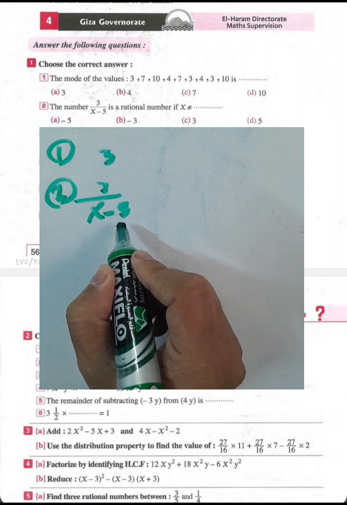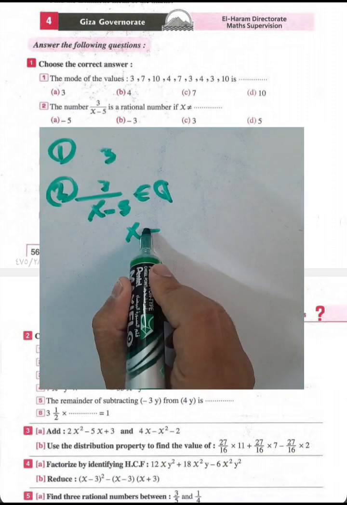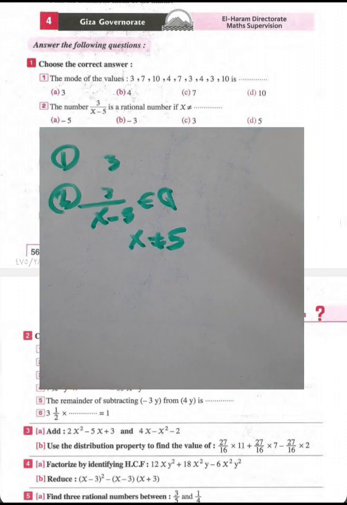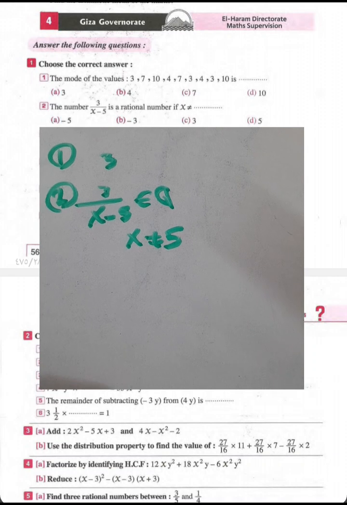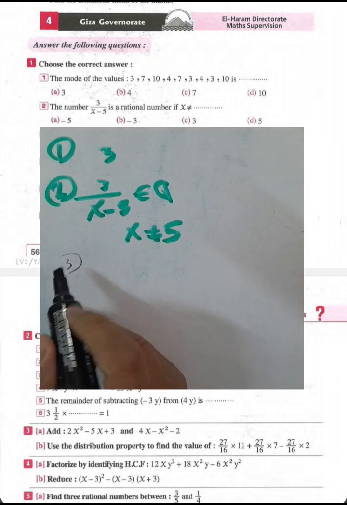x minus 5 is a rational number if x is not equal to 5, because if we put x equal to 5 in the denominator, the result will be 0, and any number divided by 0 is undefined. Then x here is not equal to 5. Question number 3.